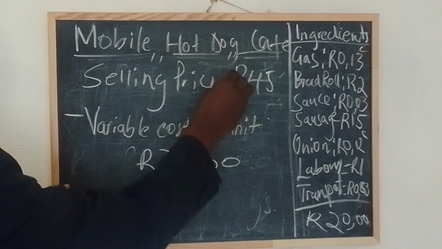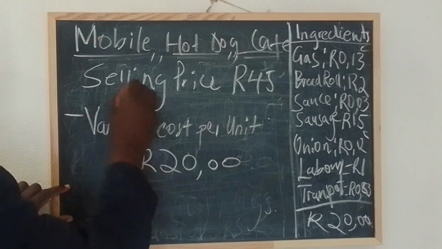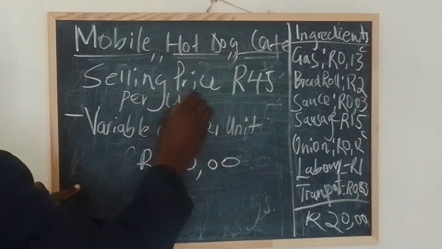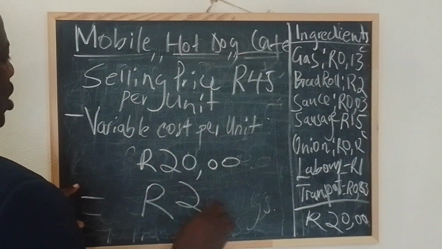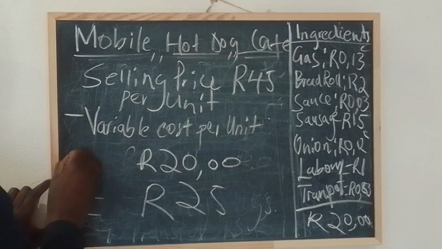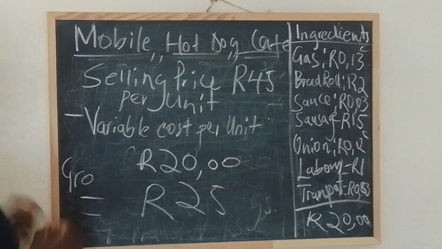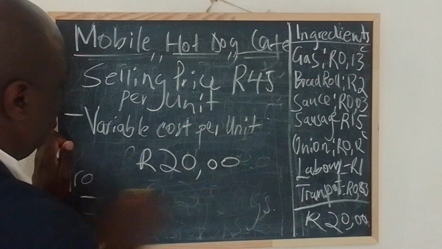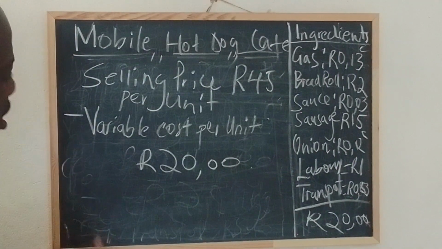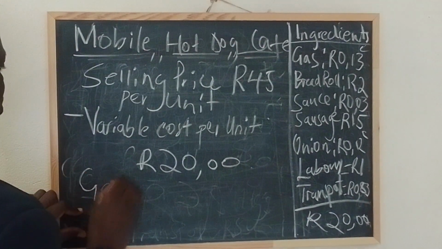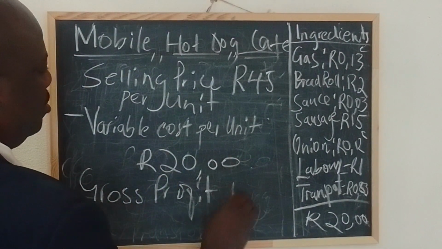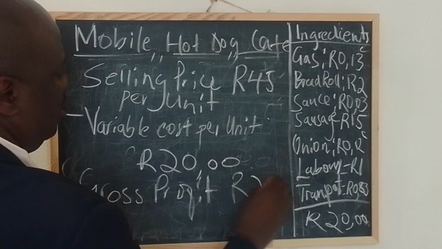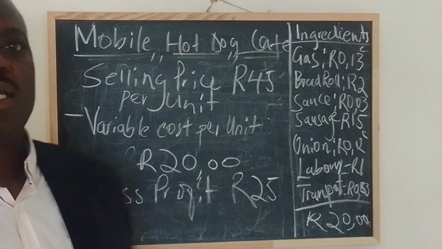So selling price per unit minus variable cost per unit is how much? It is 25 rands. This is your gross profit. Let me write it properly. We talked about this in the previous session. Gross profit per unit is 25 rands.